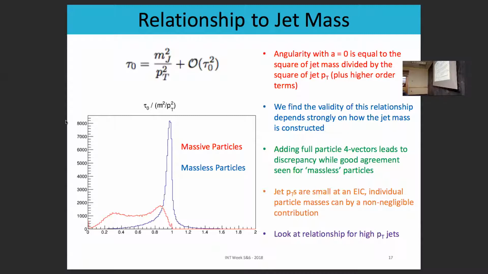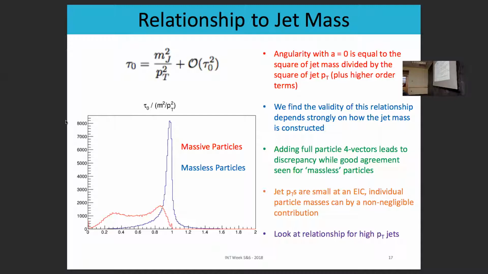And what I found was, if you want to relate angularity and mass at an EIC, one of the things you'll have to be careful about is that because we're at low pTs, the masses of your actual particles matter. So when I made this comparison at first, I calculated my angularity and then I calculated my mass by just summing up the 4 vectors of all the particles that went into my jet, and I got this red curve, and I thought I was doing something weird.